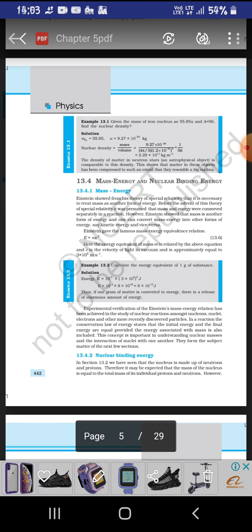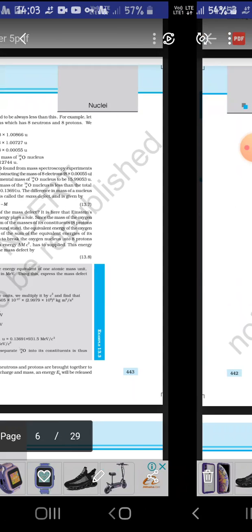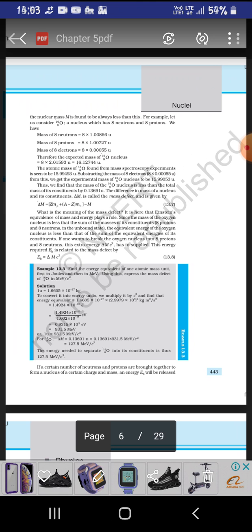The law of conservation of energy states that the final energy equals the initial energy, where the energy associated with the mass is also included. So, nuclear binding energy. Here, the mass of 8 neutrons is equal to 8 into 1.008866 u. The mass of 8 protons is similarly found, using the proton number and the mass number.